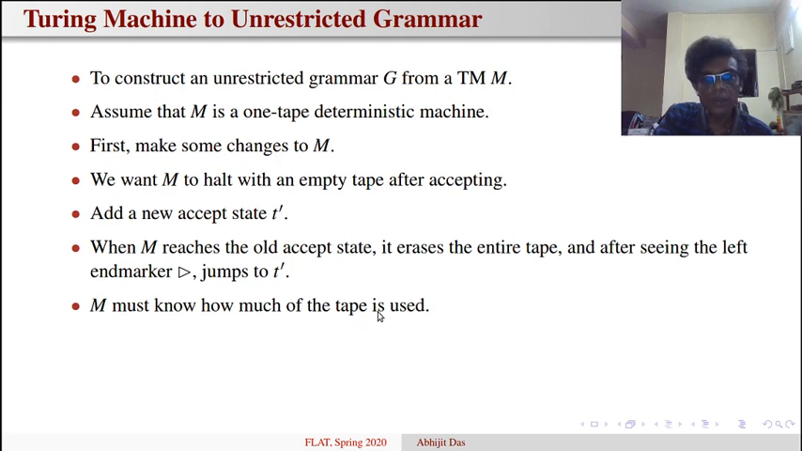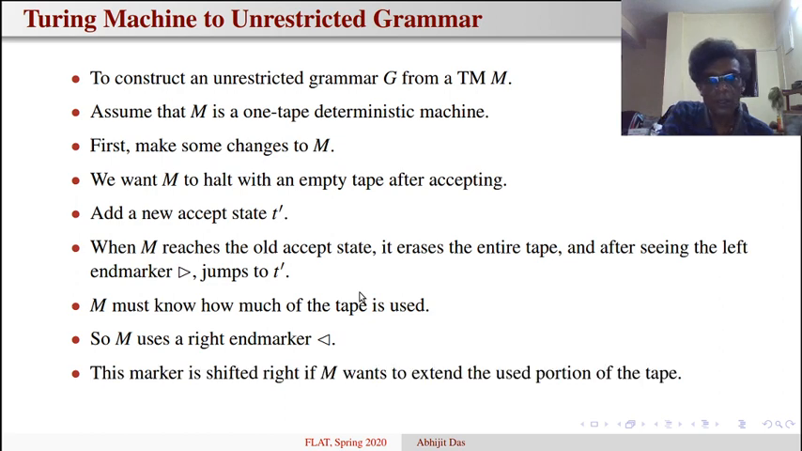So you must know how much of the tape is actually used. So it will use another end marker called the right end marker. That essentially delimits how much of the tape is used. Beyond that, nothing is used. But definitely, M may want to use more space than whatever is currently used. If so, this end marker is simply shifted right and the new space is used. So from time to time, M will extend the used portion of the tape by shifting this marker.